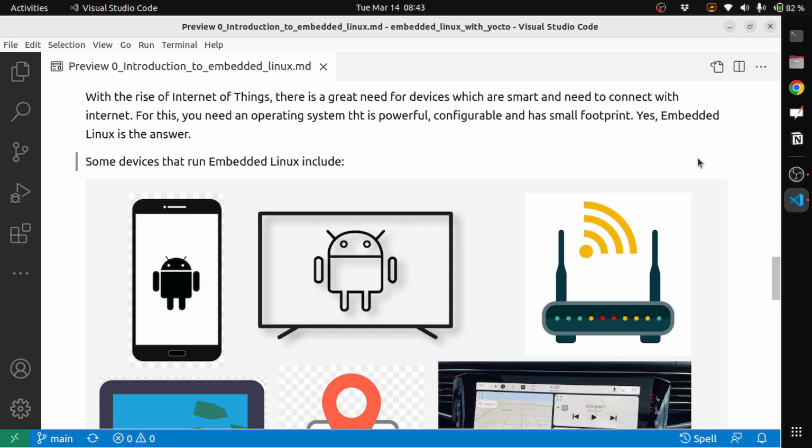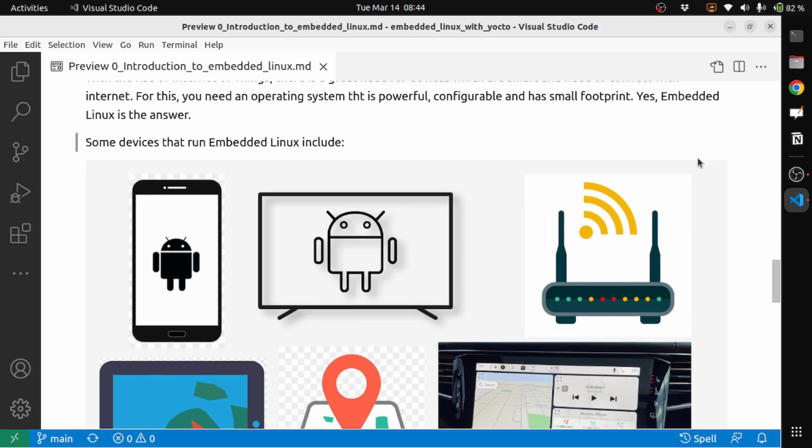Well, with the rise of the Internet of Things, there is a great need for devices which are to be smart and need to be connected to the internet. For this, you need an operating system that's powerful, configurable, and has a small footprint. Yes, embedded Linux is the answer.